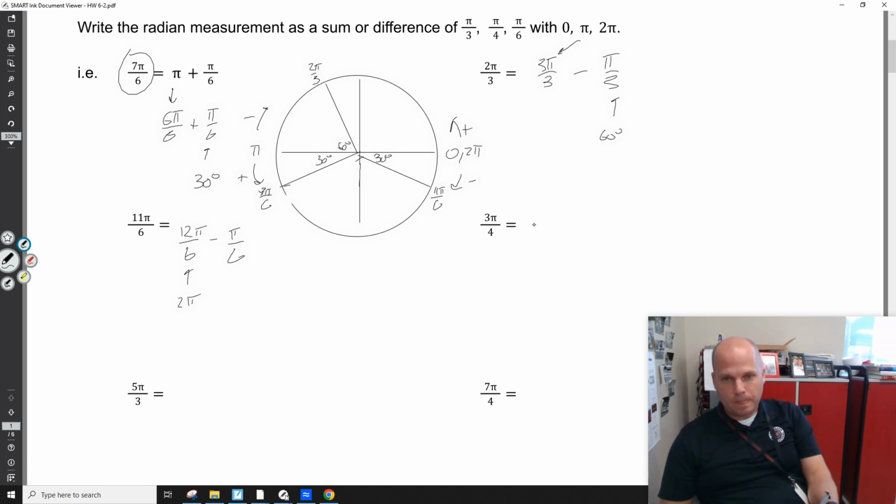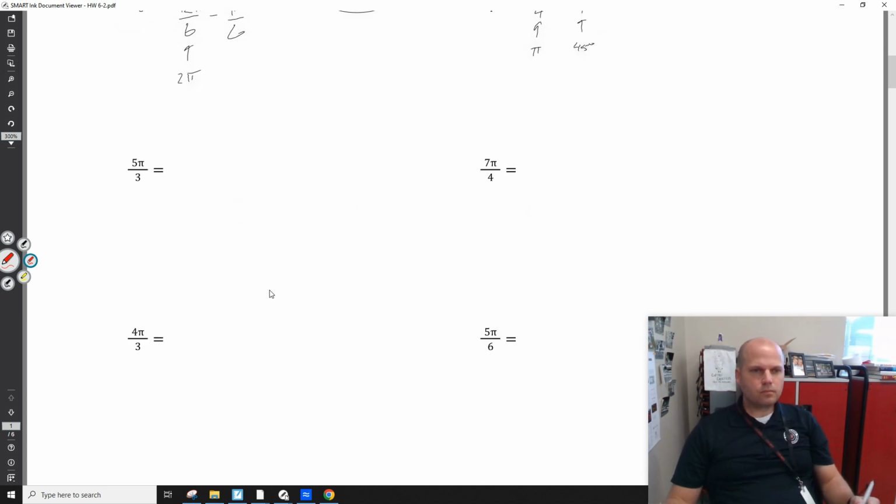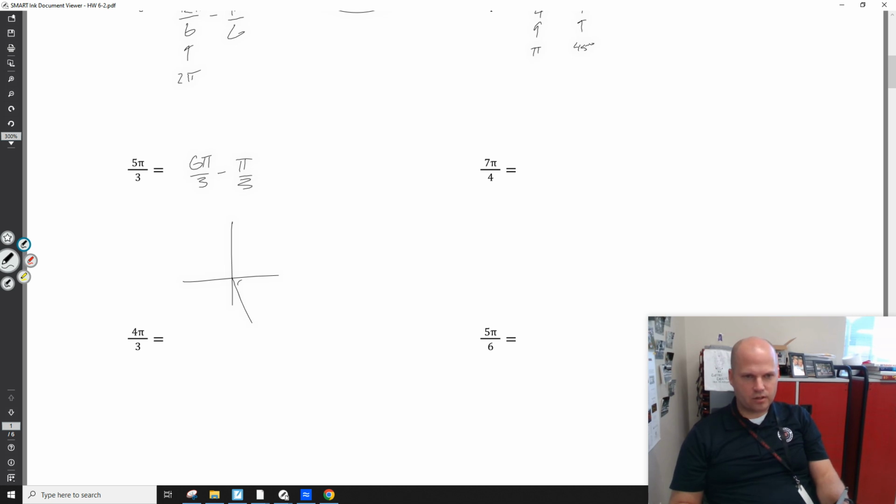Cool, 3 pi over 4 is very close to 4 pi over 4, subtracting a pi over 4. 4 pi over 4 is the same as pi. Pi over 4 is equivalent to 45 degrees. So I will go over to 4 pi over 4. I will subtract 45 degrees or subtract pi over 4 radians, and I get this location, second quadrant, reference angle 45 degrees. We're going to be doing this more in the next. So 5 pi over 3, I'd say it's 6 pi over 3 minus a pi over 3. Around the circle, subtract 60 degrees.